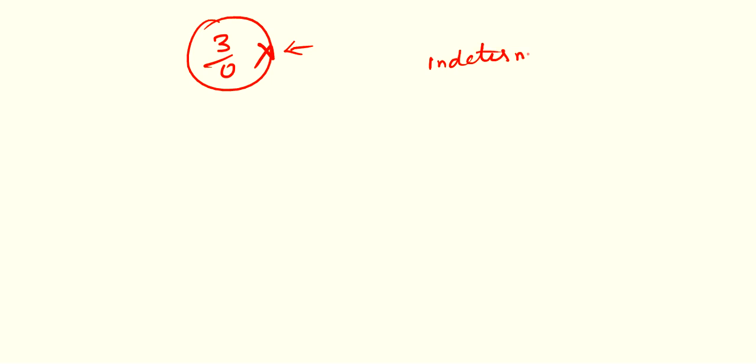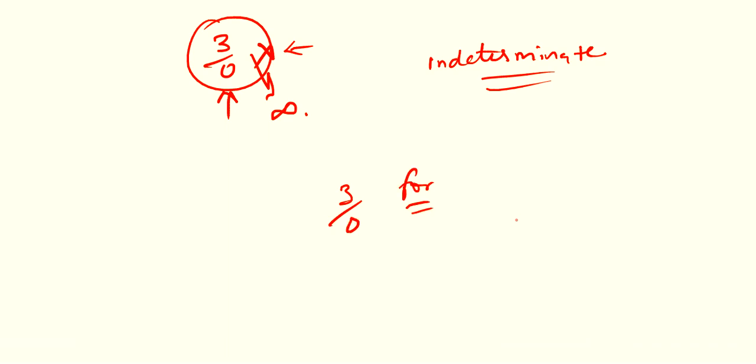Then last, 3 upon 0. This is not possible. This is infinite. In next classes, like class 11th or 12th, you will study this in detail. Whenever you have this kind of situation, it is called indeterminate form. Indeterminate form means simply that this is not possible. In this case, we get the answer infinite. So 3 upon 0 for your syllabus is not possible. For division it is infinite.